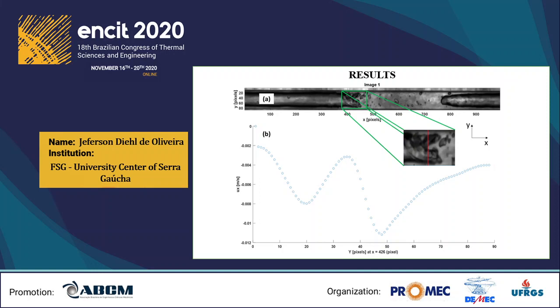Here we can find, for example, the behavior observed in the x component of velocity at the axial position equal to 426 pixels, the red line. In this case, such a velocity profile is observed in the tail of the slug, where the bursting of bubbles creates regions with negative velocities.